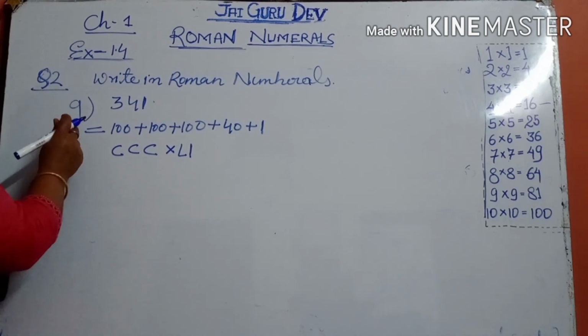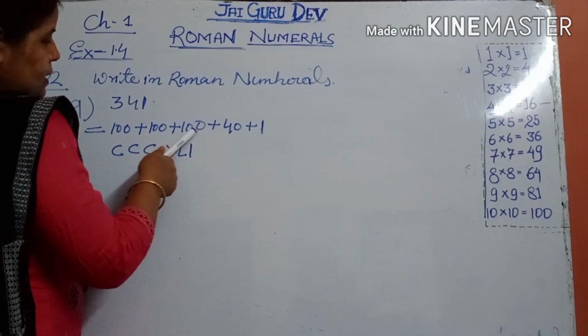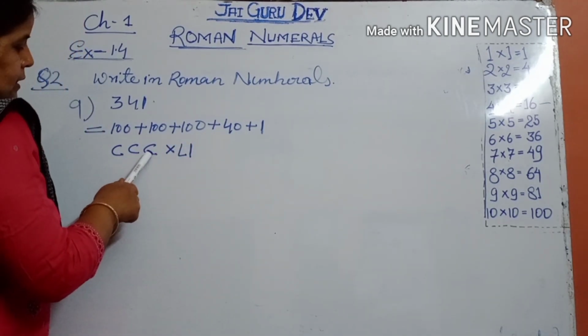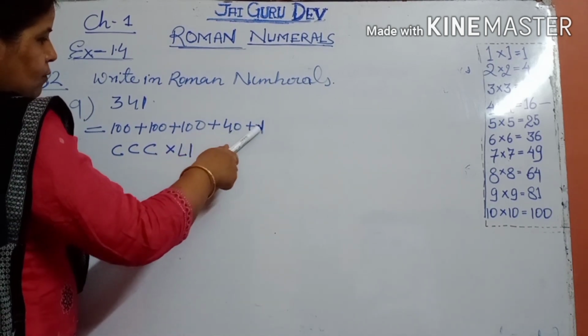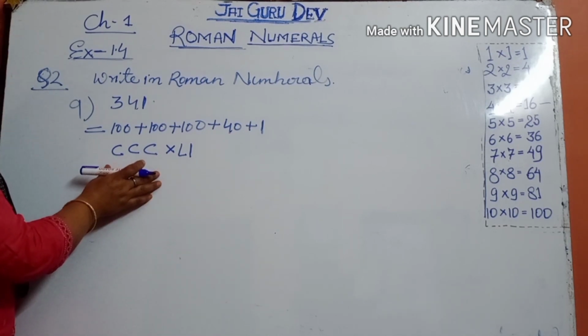Just see, 341 was there. How have I written it? 100 plus 100 plus 100 plus 40 plus 1. For 100 we are using C. Then for 40 we are using XL, and for 1 simply I. So it will be your Roman value.